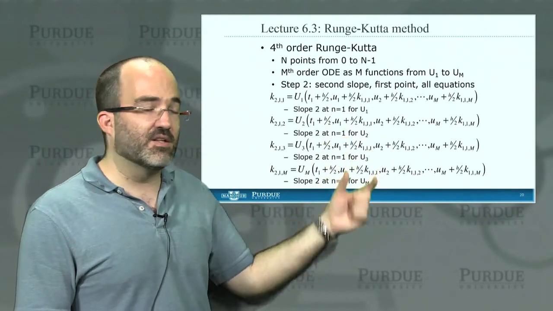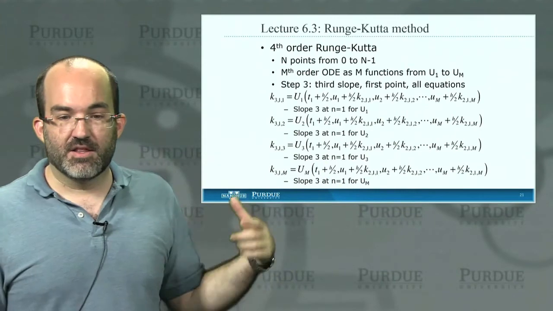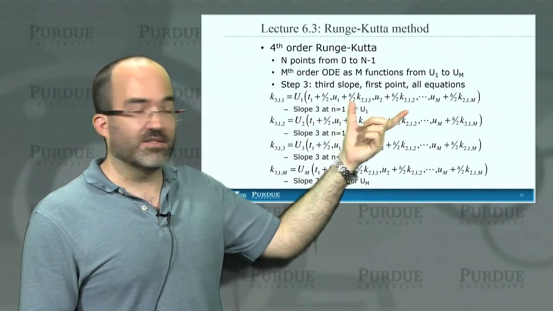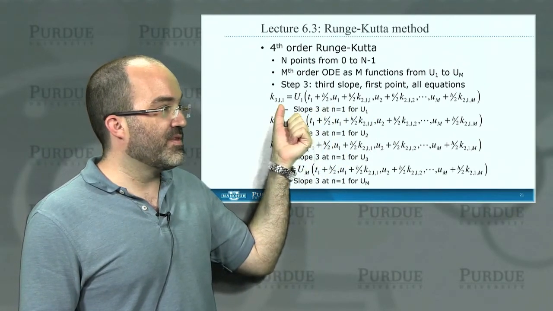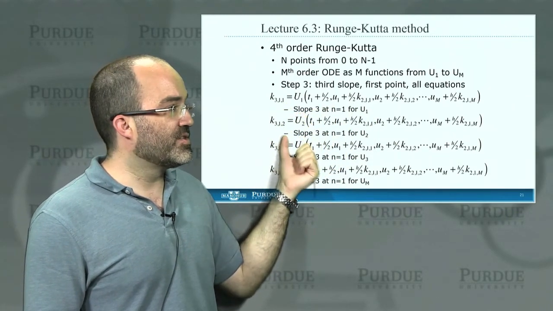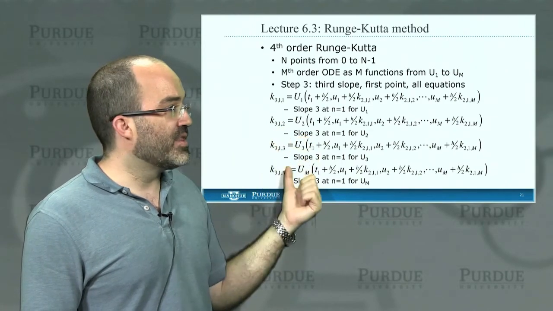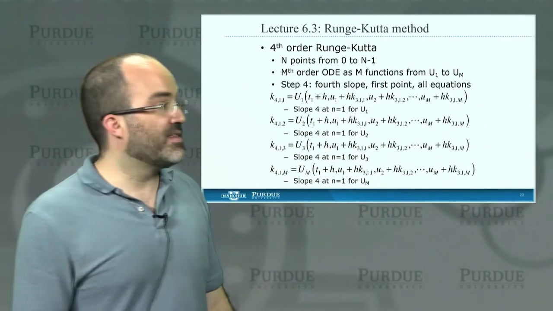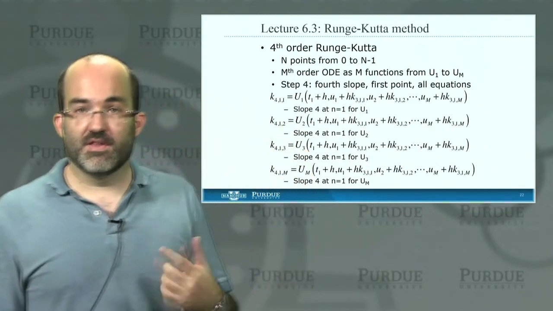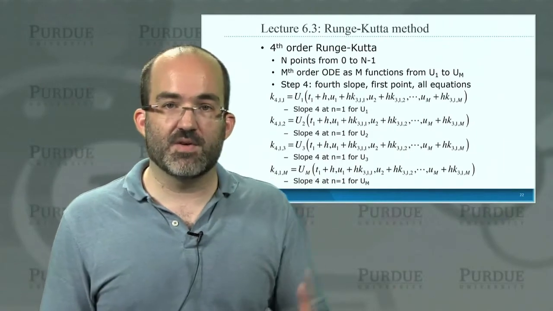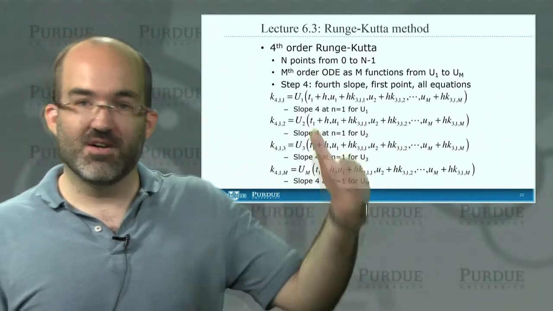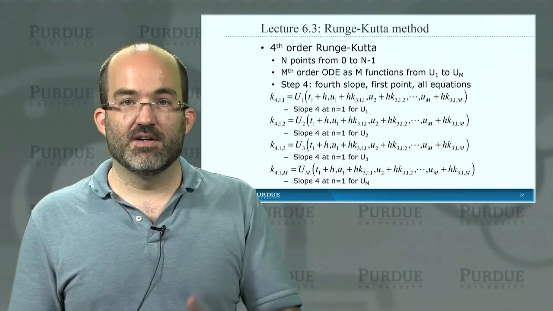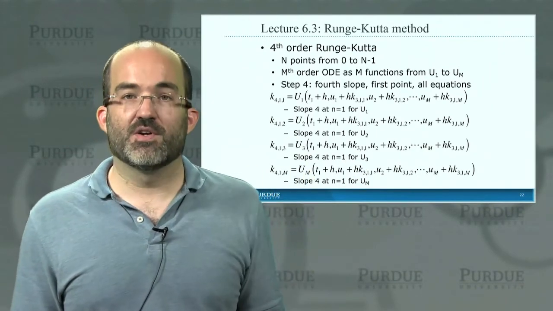So you calculate the second slope, and then you calculate the third slope, where the third slope is evaluated using the second slope. And it's the third slope, the first point, the first equation, the third slope, the first point, the second equation, the third slope, the first point, the third equation, and down to the mth equation. And then you do the fourth slope for the first equation, the fourth slope for the second equation, the fourth slope for the third equation, all the way down to the fourth slope for the mth equation. And now you have the 4 slopes for all of your equations.